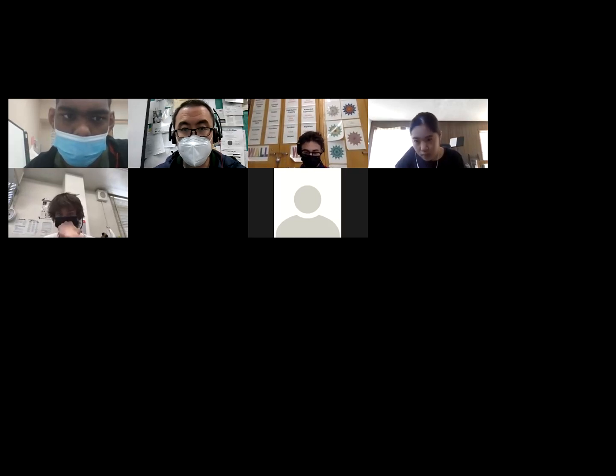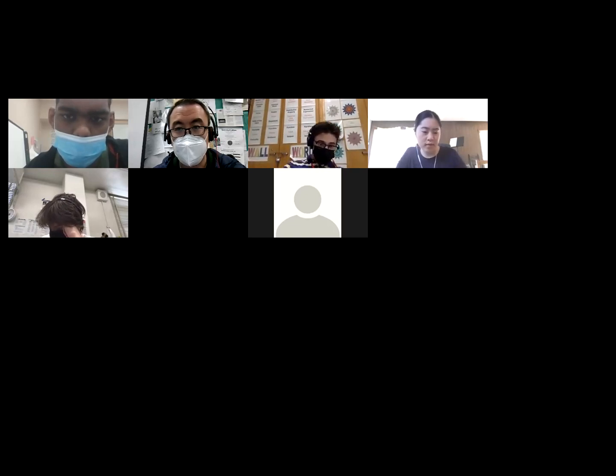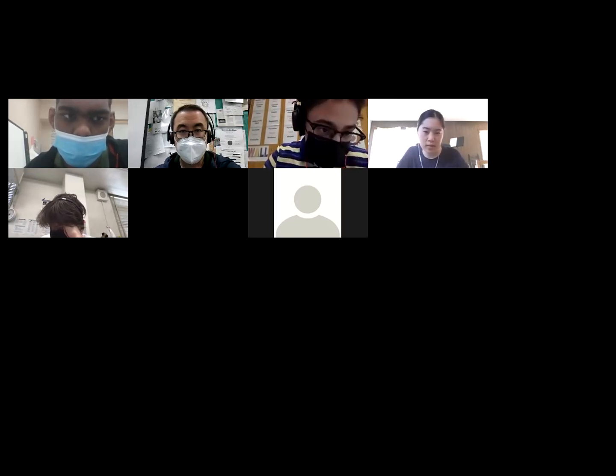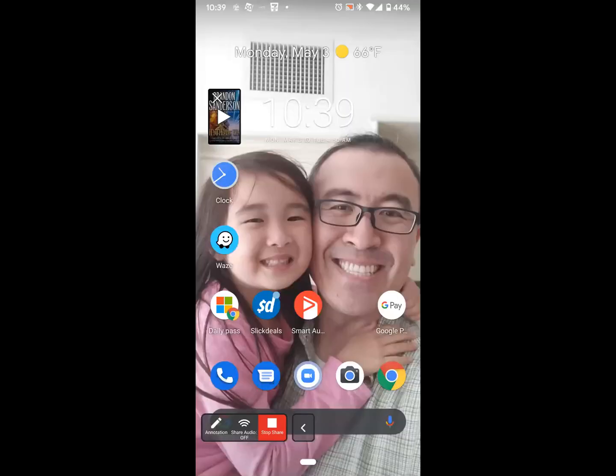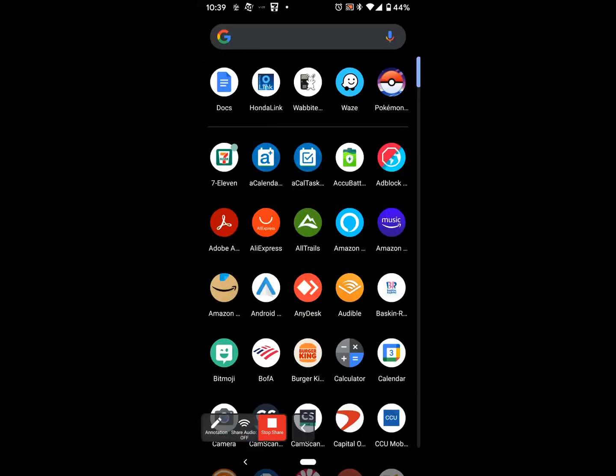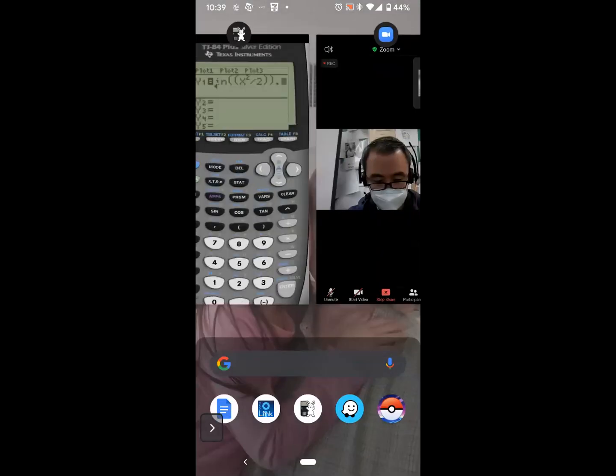Let's go over the concept. Find all times t in the open interval where the particle changes direction. We're not seeing any screen. It unshared itself. Ignore the Burger King app.